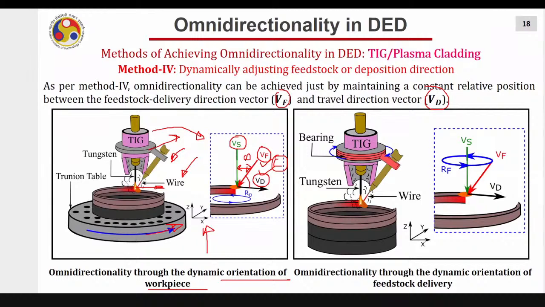Correct? Now, next is omnidirectionality through dynamically orienting the feedstock itself. So why don't we just make this arrangement on the bearing in such a way that this angle remains maintained? This should not change, but this should rotate about it. And what will happen if this will rotate? You will have the provision of changing the angle between Vd and Vf easily. So if you are moving in this direction and you are going to move in a circular trajectory, this wire feeder will also move along a circular trajectory, and hence all the time the angle between Vd and Vf will be maintained. There won't be any major issues, right?